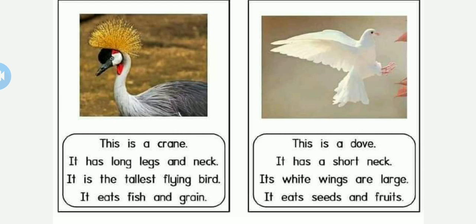Look at your right hand side. And this is a dove. It has a short neck. Its white wings are large. It eats seeds and fruits. Look at the dove, white color bird. Beautiful. Both are looking really beautiful, isn't it?